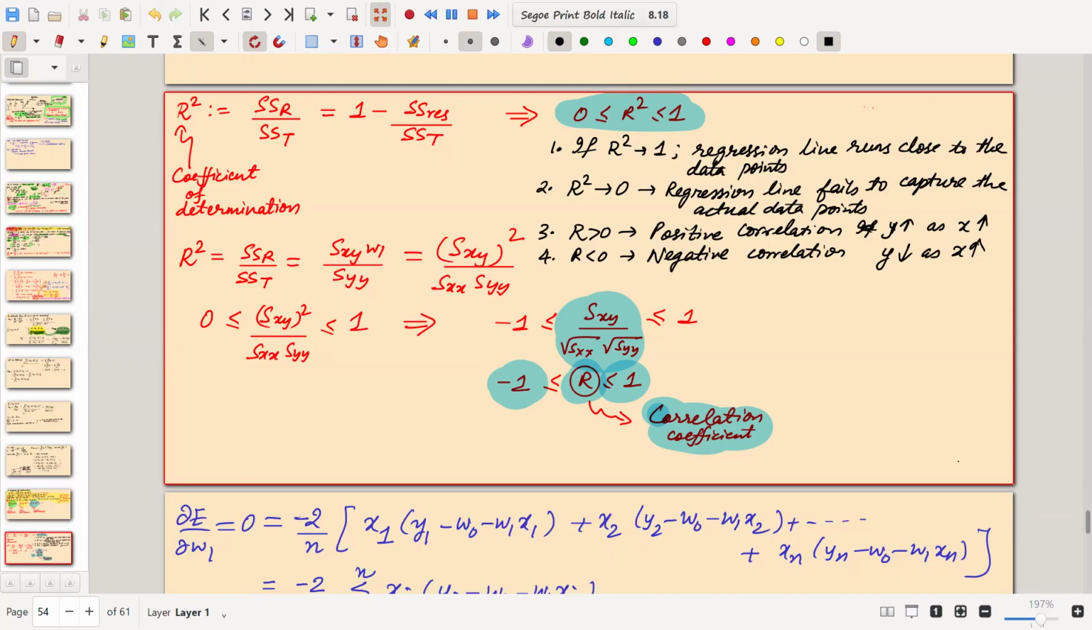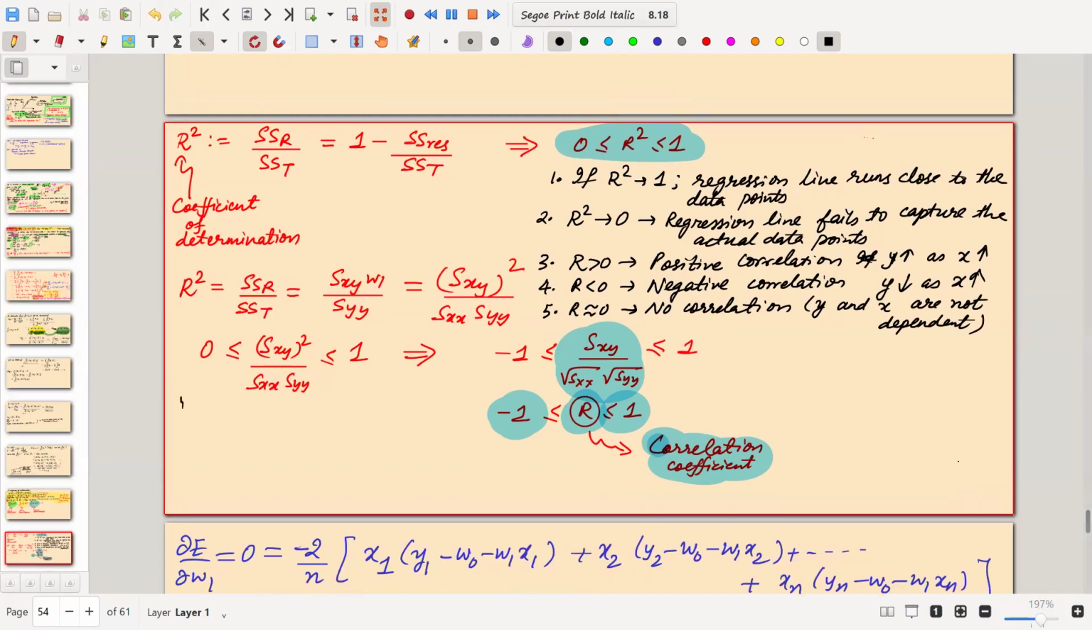Now, fifth point is if R is closer to 0, that means there is no correlation at all. There is no correlation between x and y. And that means y and x are not dependent on each other. It doesn't depend how y and x are going. Y is not depending on x. They don't have any correlation.